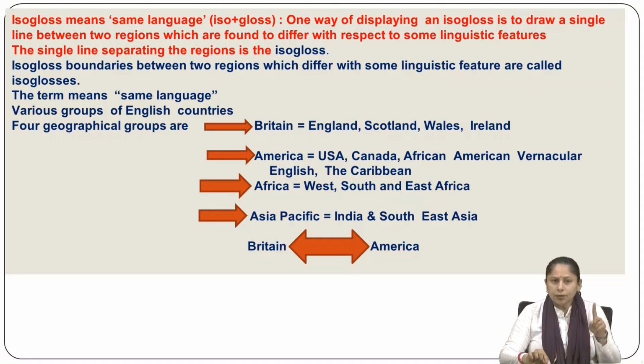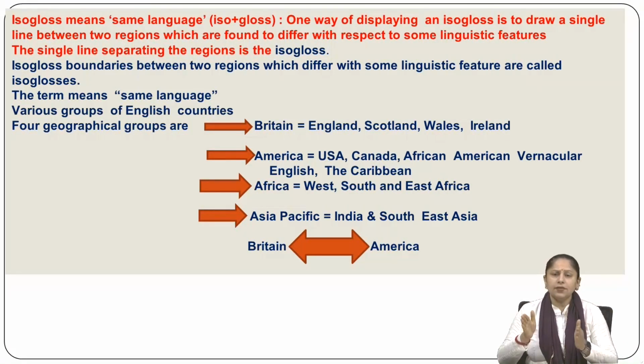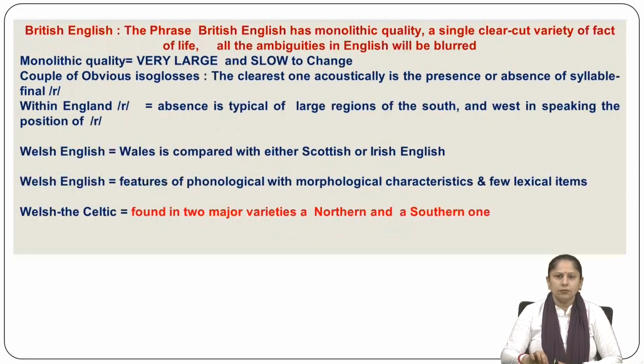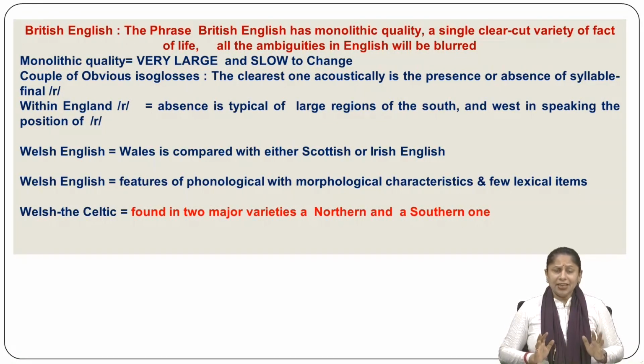I think you are clear about isogloss, and you are also clear about lingua franca. These are the two main terms which we learnt up till now. So you must remember all these terms and continue your understanding of varieties of Englishes onwards. British English. The main focus of our study is, of course, British English, because we are the people of India, and India is completely under the impression of British English. So you have to remember that and understand that.